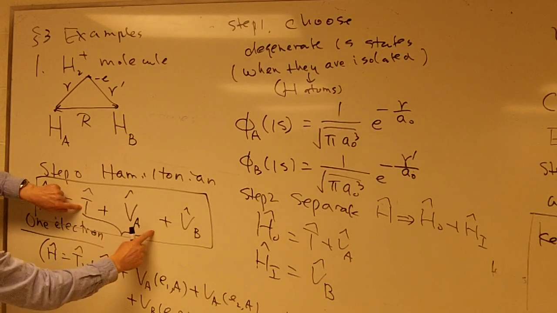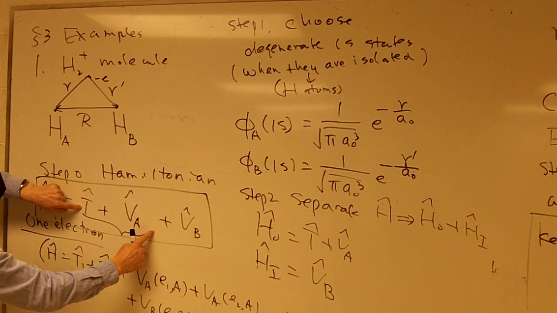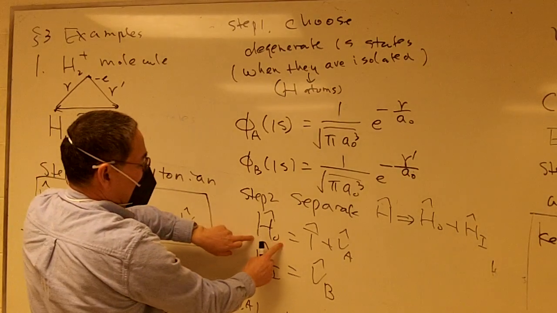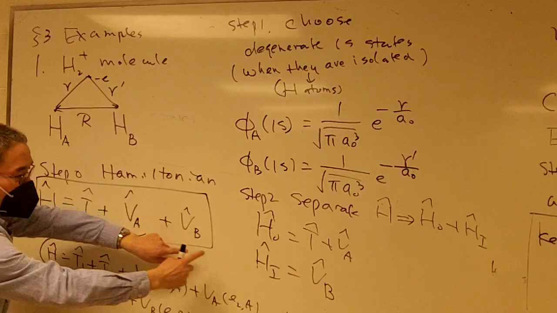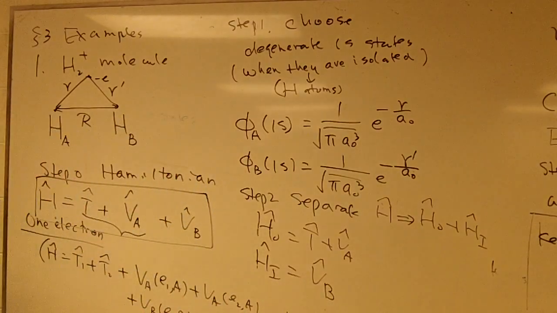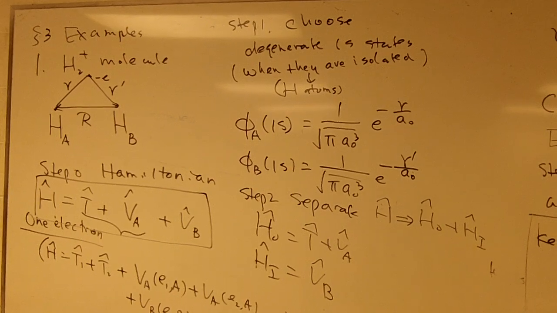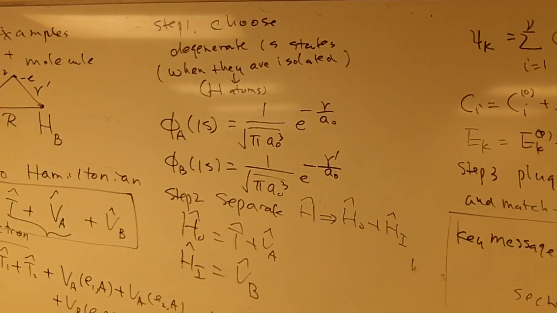we put the T and the VA together. So this becomes H naught. And then we put this VB as our HI. So that's what we did. In other words, we split in this particular format. And now I'm going to show you why we do this. In other words, why we do what we're doing here.